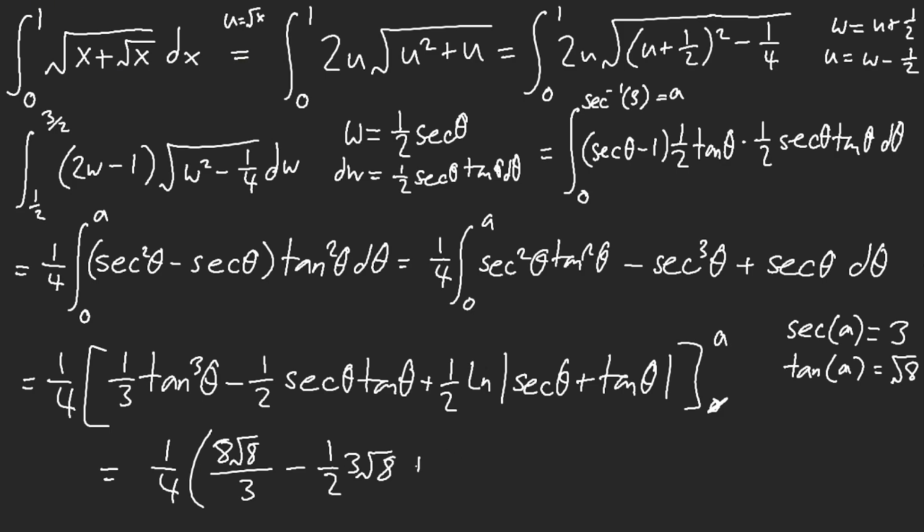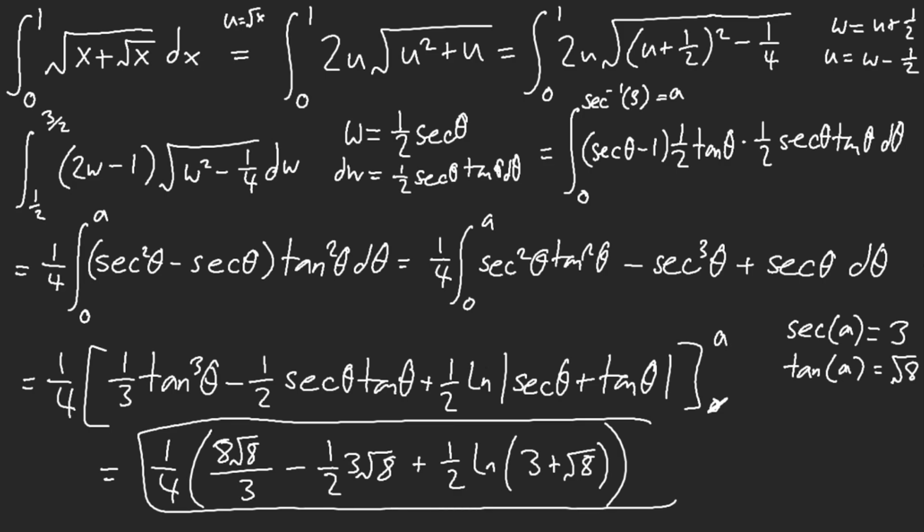3 root 8 plus 1/2 of ln of 3 plus root 8. And you're done, right? And then you just go like that, and you're done. Okay? Alright. So that's that. This is option 1. This is going the route of secant cube. So if you memorized secant cube of that answer, then this would be the fastest route.